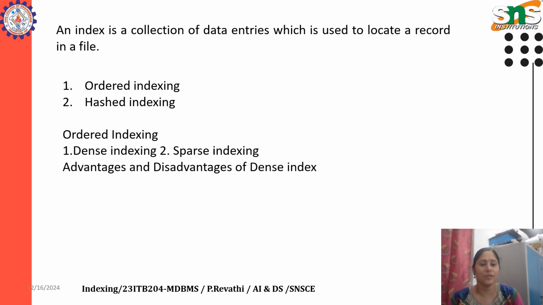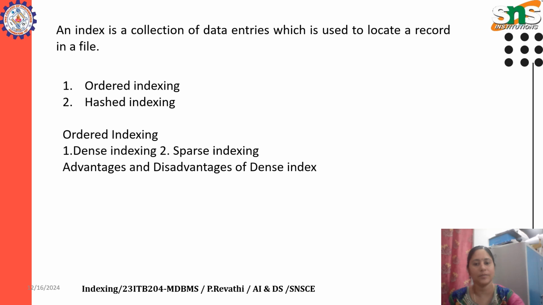During searching of a file record, the index is searched to locate the record's memory address instead of searching for a record in secondary memory. On the basis of the properties that affect the efficiency of searching, indexes can be classified into two categories, that is, ordered indexing and hashed indexing.